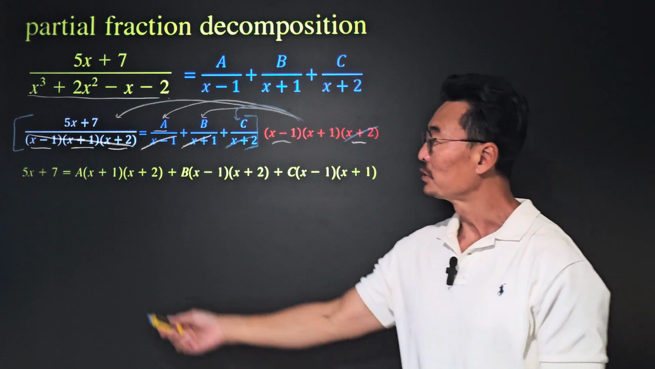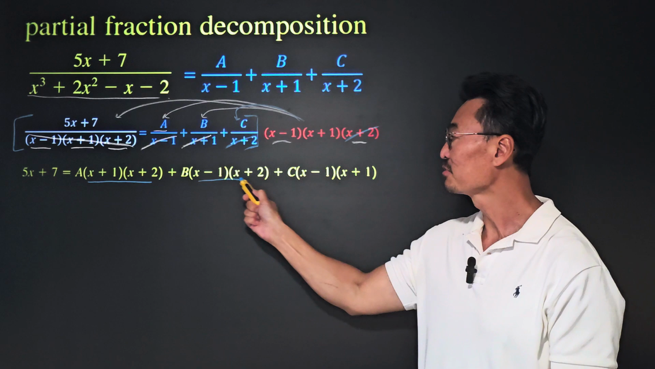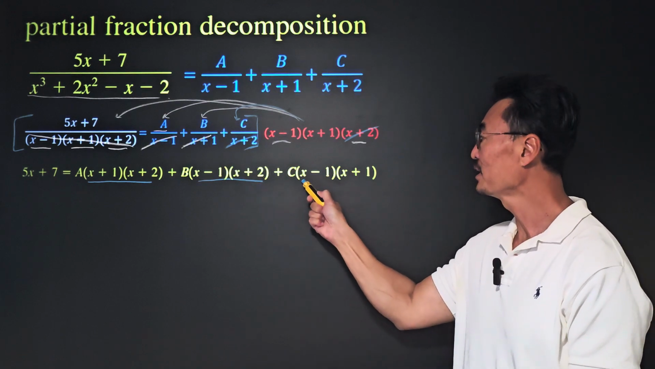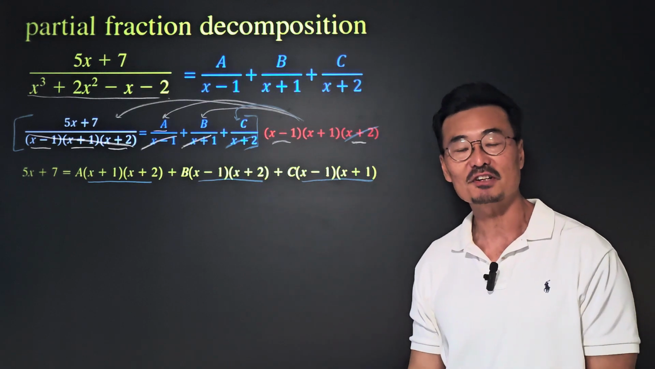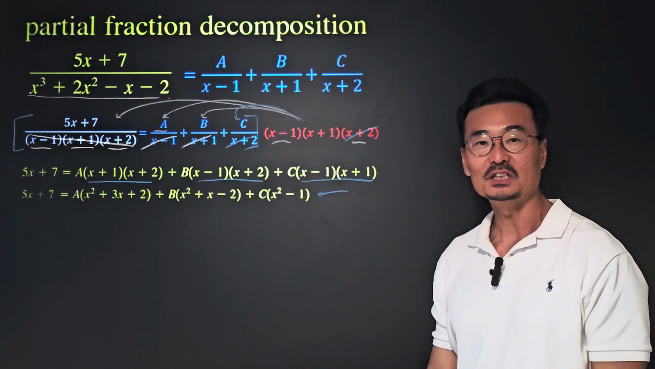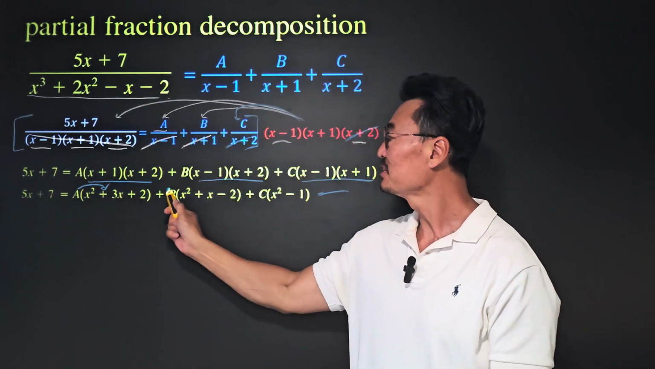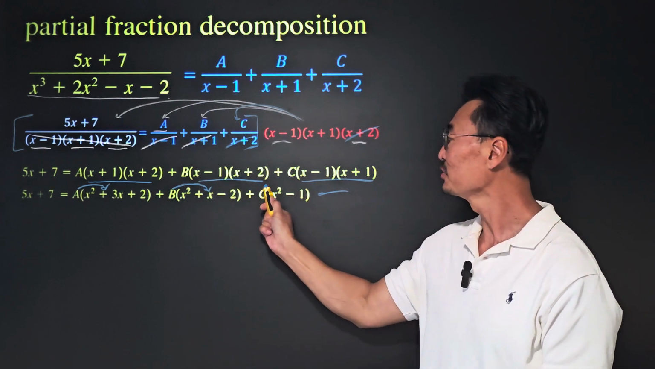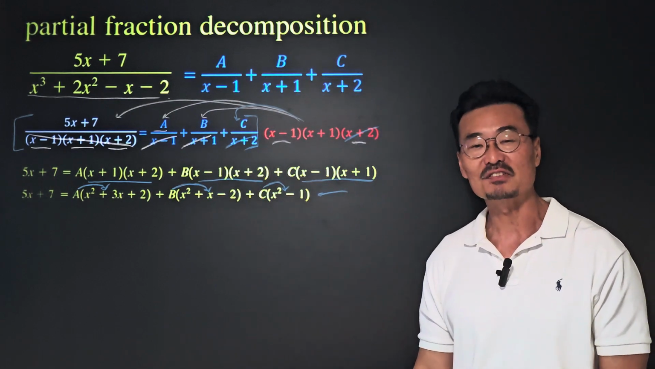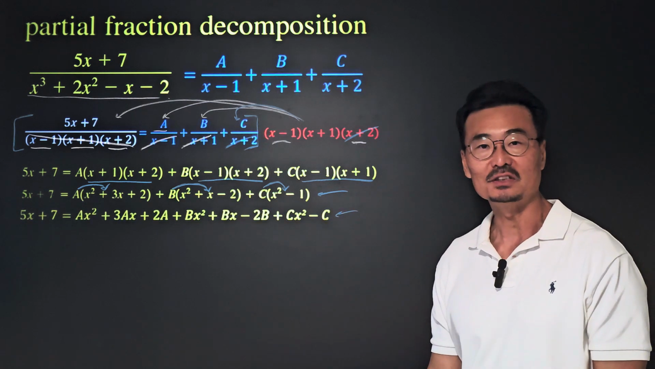And then we want to multiply out x plus 1 times x plus 2, x minus 1 times x plus 2, and x minus 1 times x plus 1, which gives us this equation. And then we want to distribute the A, the B, and also the C into the parentheses, where we end up getting this equation here.